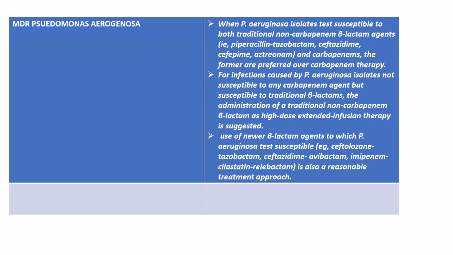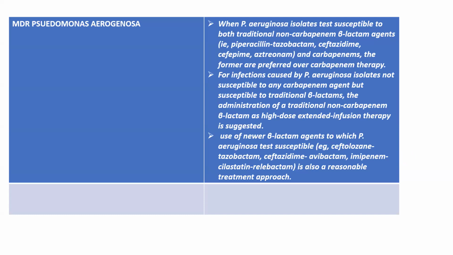Now for treatment. When a Pseudomonas aeruginosa isolate is susceptible to both traditional non-carbapenem beta-lactam agents and carbapenems, then the non-carbapenem beta-lactam agents are preferred over carbapenems. That is piperacillin-tazobactam, ceftazidime, cefepime, and aztreonam.